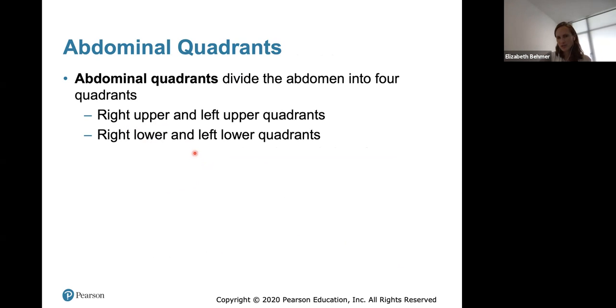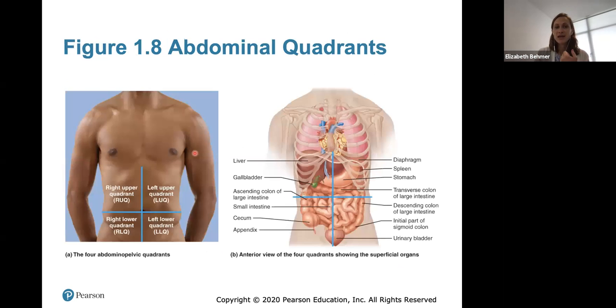The abdominal quadrants then divide the abdomen into 4 quadrants, the right and left, upper and lower quadrants. And you can see these here. These quadrants are important to identify pain of what might be going on below the quadrants, and also basic names for surgery-related procedures. So you can see what organs lie in all 4 quadrants. So this would be another good slide to pause and make sure you know where these organs lie in all 4 quadrants.